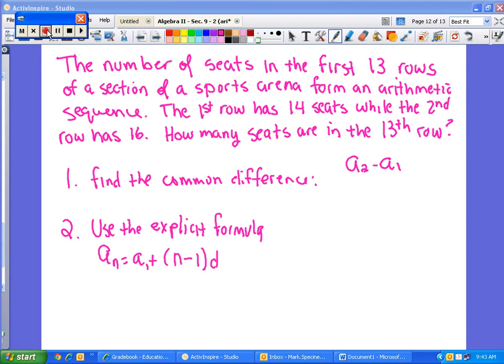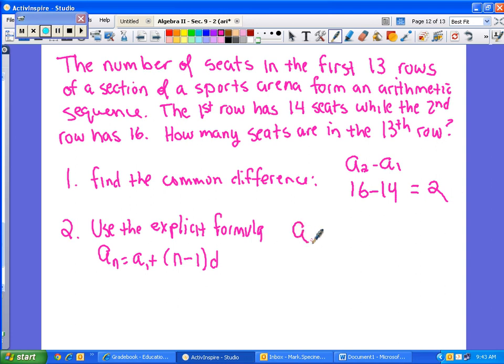So again, we want to find the common difference. So what do we do? We subtract the value of the first term from the value of the second term. 16 minus 14 gives me 2. I then apply that to my explicit formula, which again is what we did on Friday. Here I want to know the 13th row, so it's a sub 13.